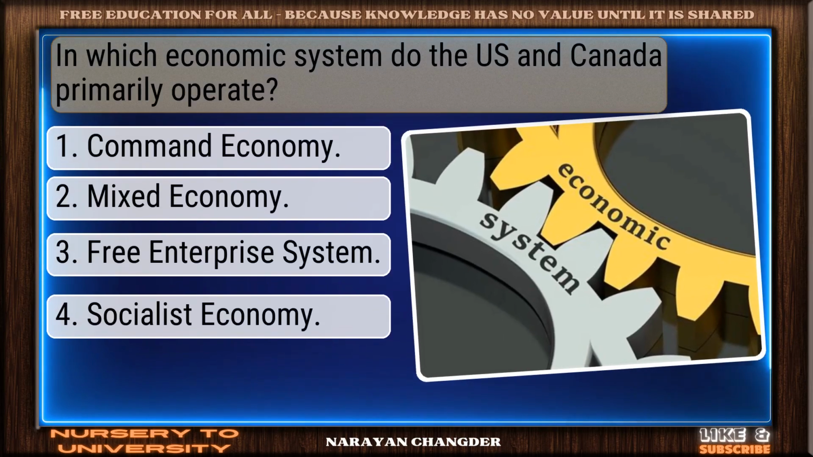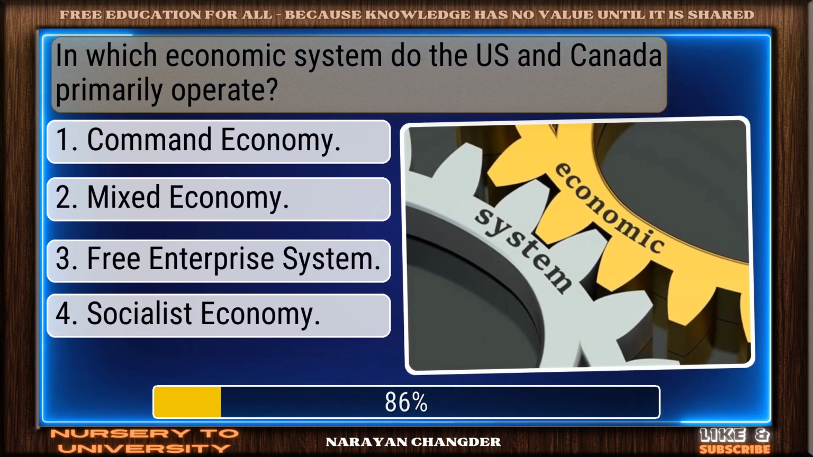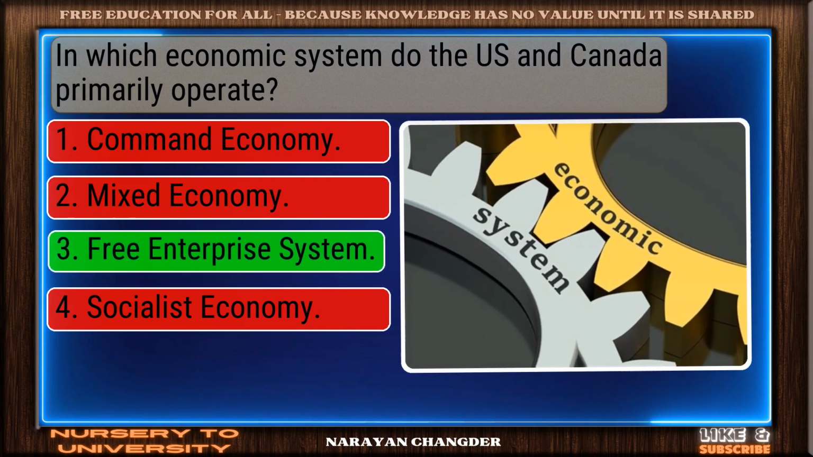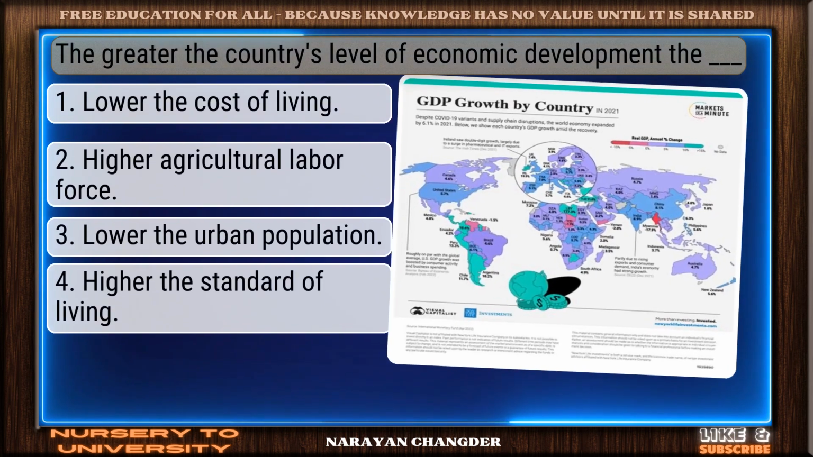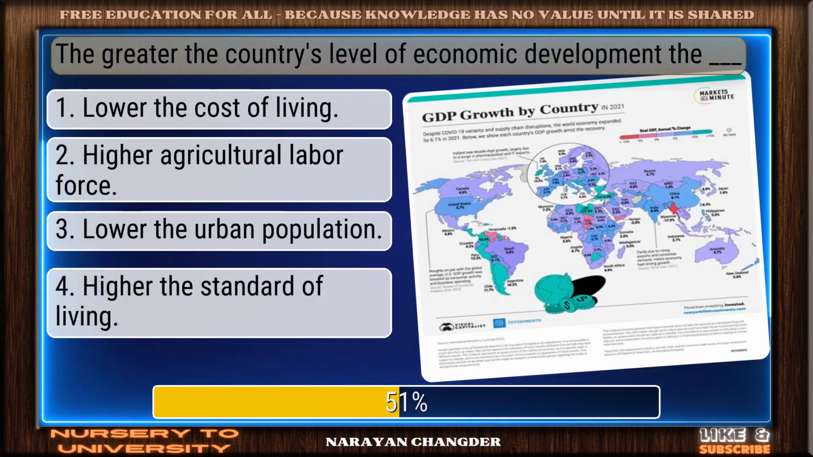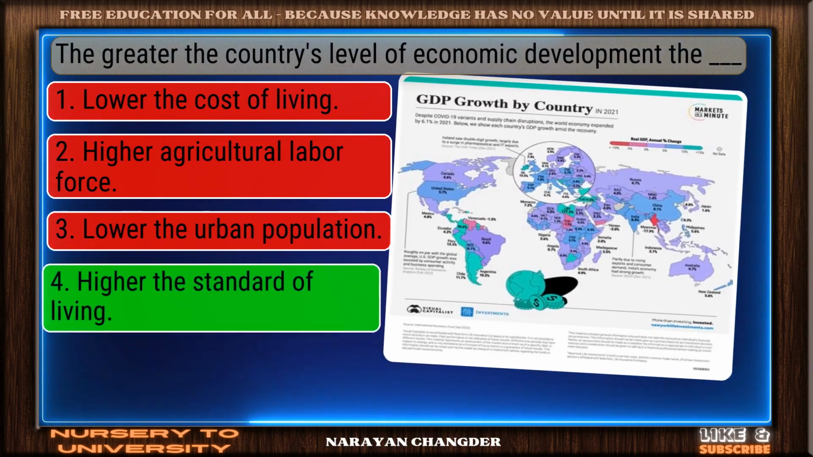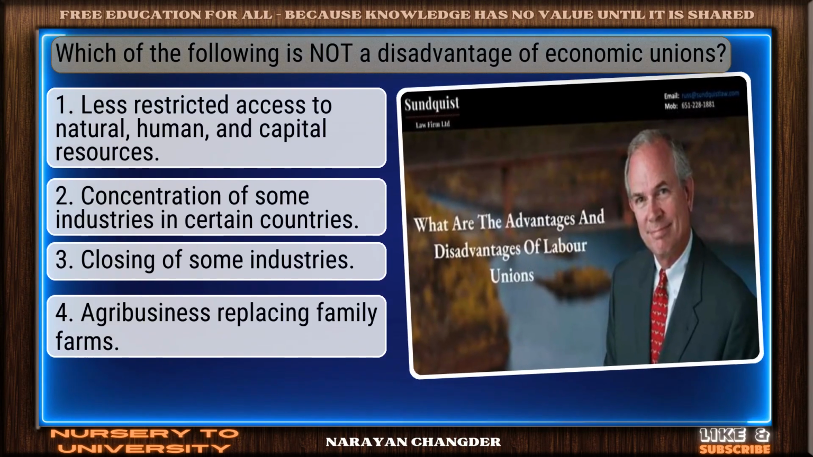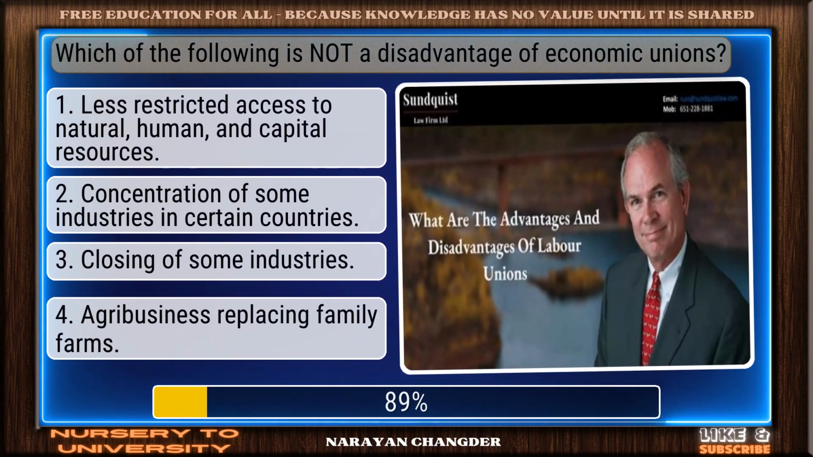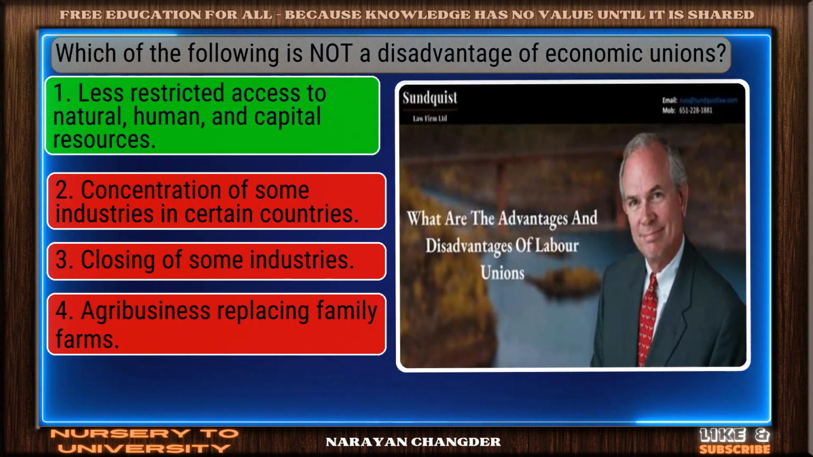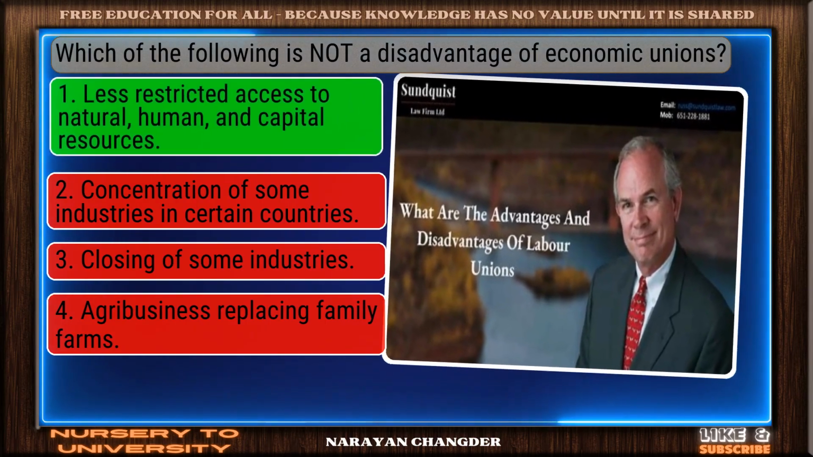In which economic system do the US and Canada primarily operate? Right choice. Free enterprise system is the best answer. The greater the country's level of economic development, the dash. Excellent. Higher standard of living is a brilliant choice. Which of the following is not a disadvantage of economic unions? Great thinking. Less restricted access to natural, human, and capital resources is the right choice.